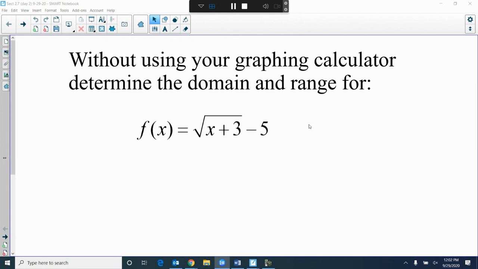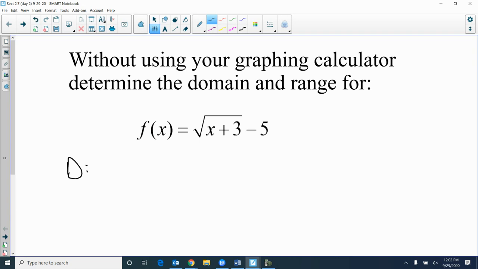All right, Nancy Champagne, what you got for domain and range? Domain, I got -3 to infinity. Including -3? Yes. And range? Range, I got -5 to infinity, including the -5.